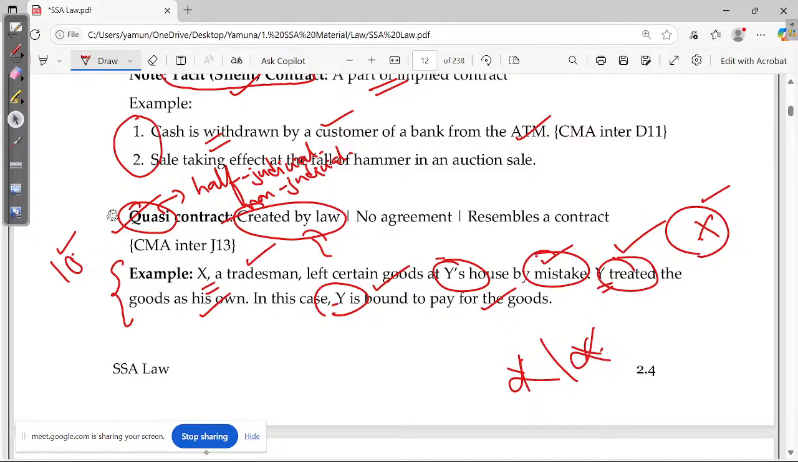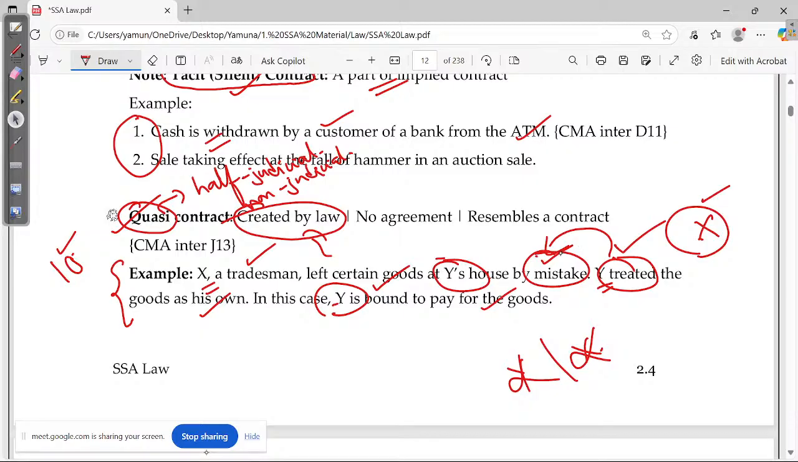Whose goods are these? X's goods. If he pays for them, then he becomes the owner. But without paying, if he's treating them as his own goods, obviously he has to pay for them. See, law treats everybody equally. You buy the goods, you use them because they're yours. Nobody will question it. Without buying the goods, how can you use others' goods?